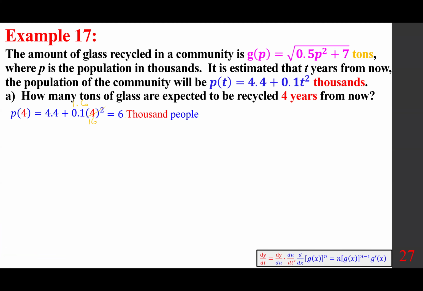Now you put this in here to find the amount of glass in tons. You notice 6 squared is 36. 0.5 times that is 18. Plus 7 is 25. Take a root, it is 5 tons of glass. So this is elementary algebra class. You just plug in and you observe.